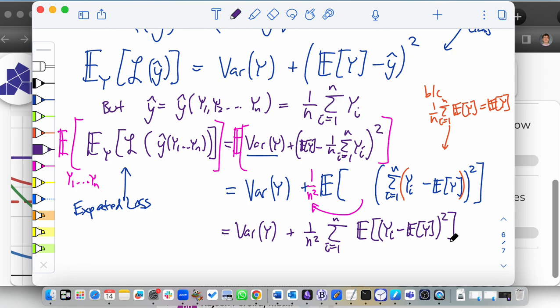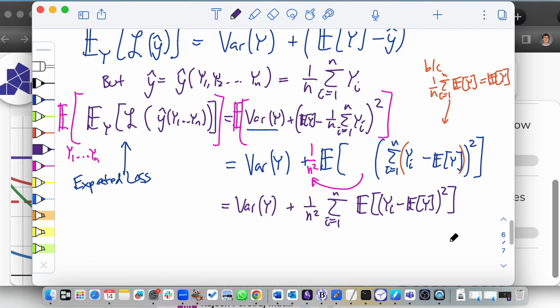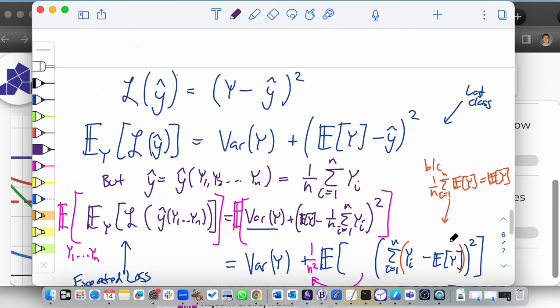Okay. And this quantity, the expected value of y minus the expected value squared. This one has come up a few times. That one has a name. Does anyone know the name of that thing? Yeah, go ahead. Expected loss? It has something to do with the expected loss. And that's how it came up last class.